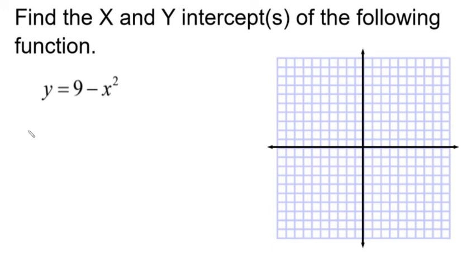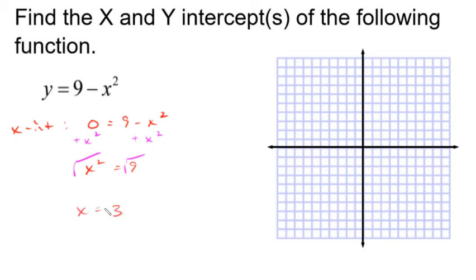So plug in 0, so this is x-intercept. Plug in 0 for y and solve for x. 0 equals 9 minus x squared. I want to add x squared to both sides. I bet you didn't think I was gonna do that, huh? So you got x squared is equal to 9. And then to get rid of the squared, you square root. And you get x equals 3.